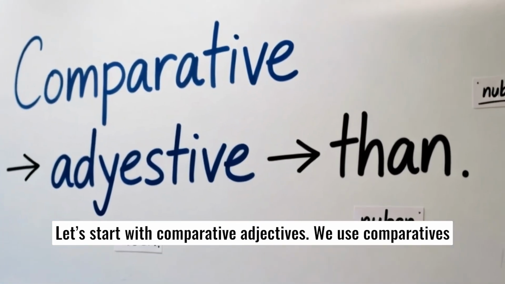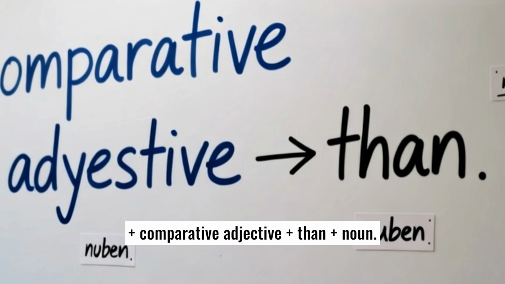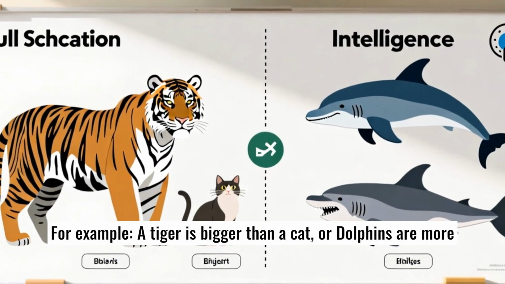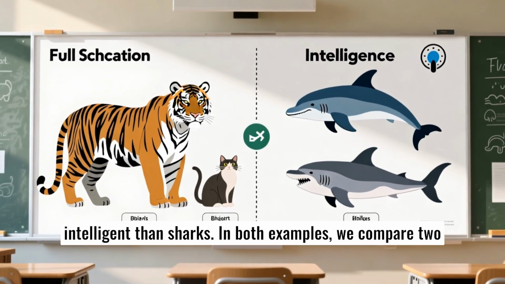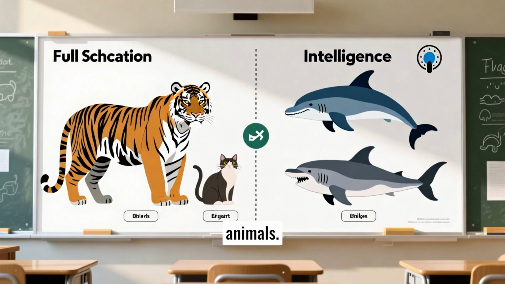We use comparatives when we compare two things. The basic structure is noun plus verb, comparative adjective plus than plus noun. For example, a tiger is bigger than a cat, or dolphins are more intelligent than sharks. In both examples, we compare two animals.